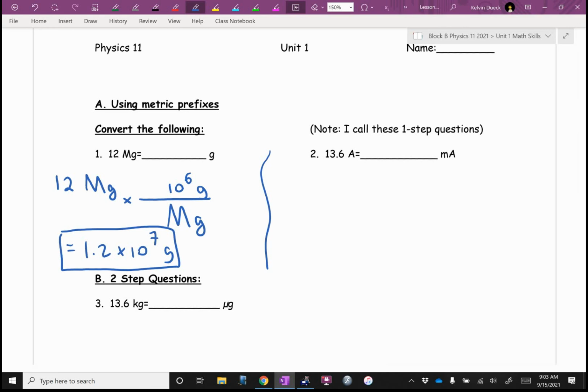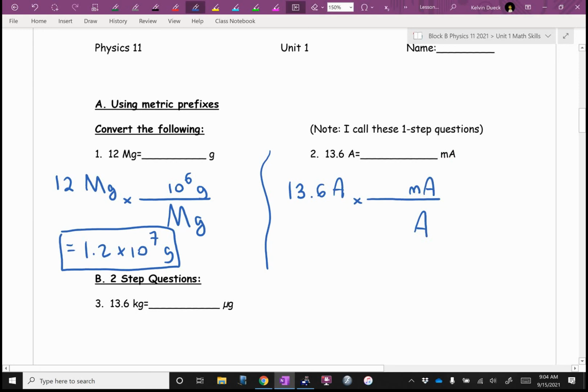Going to write down what they gave me. 13.6 amps. I guess I want amps to cancel. Where is it going to go in my next fraction? On the bottom, you say. I guess that means that the milliamps is going to go on the top, because that's what I want left behind. Milli on your formula sheet.